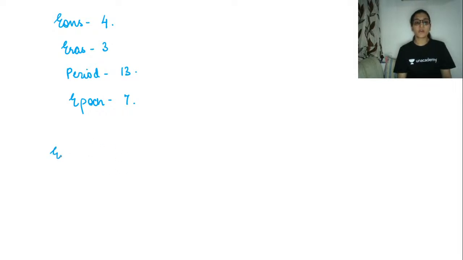Now when we are talking about eons, they are of 4 types: Phanerozoic, Proterozoic, Archean and Hadean. Then Phanerozoic is divided into Cenozoic, Mesozoic and Paleozoic. And the period previous to Phanerozoic is also called the Precambrian period.